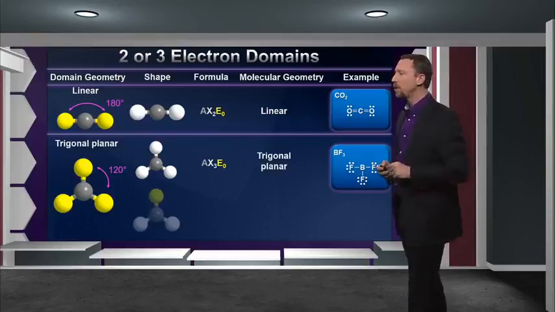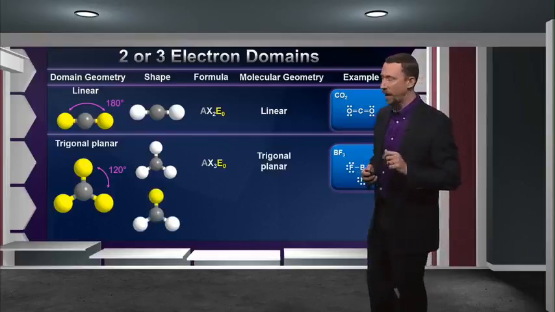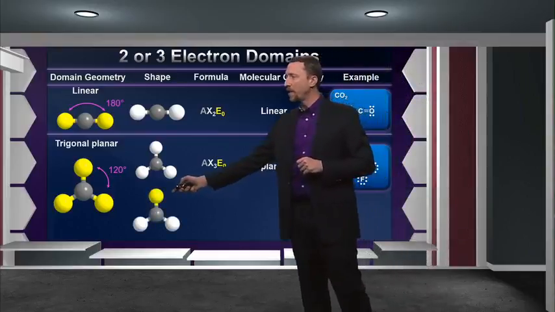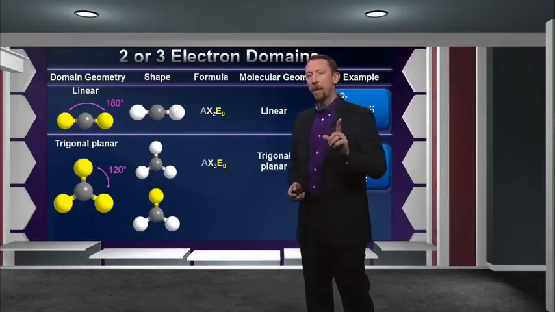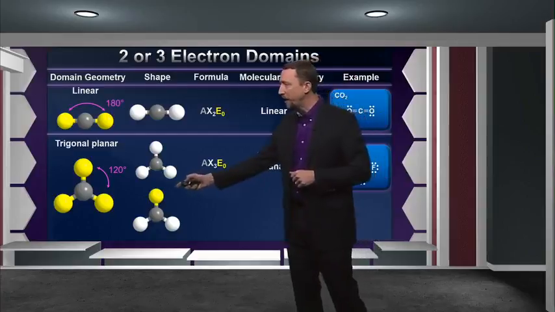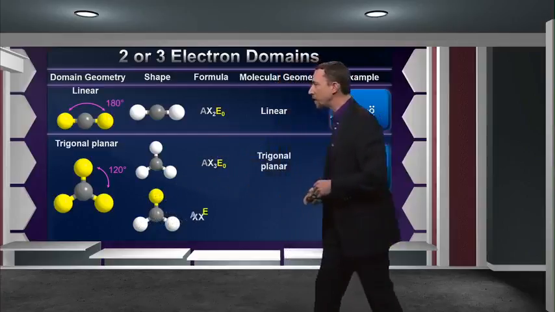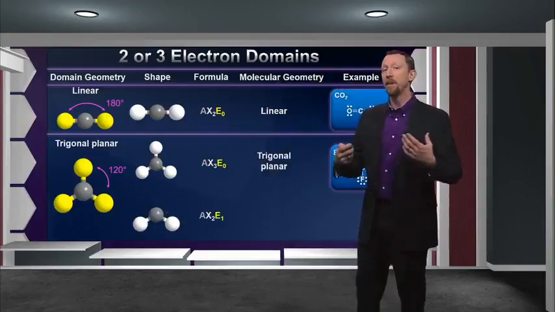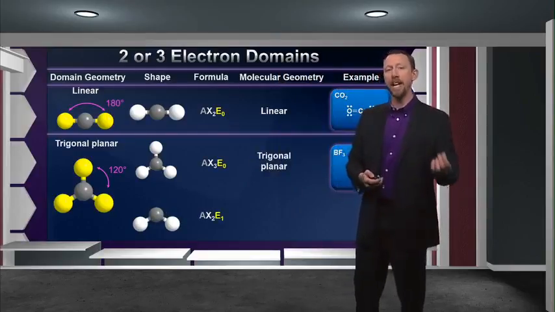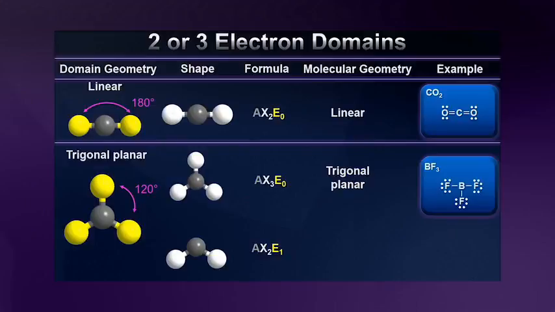But if one of those domains is not a bonded atom, but rather a lone pair of electrons, remember, we still have a trigonal planar electron domain geometry. But we have to do our Jedi mind trick here, and we're not looking at these electrons. So the AX2E1 actually appears as a bent molecule, even though it's a trigonal planar electron domain. Now, a classic example of a bent molecule is ozone. This is one in which we have 3 electron domains, but only 2 of them are bonding.